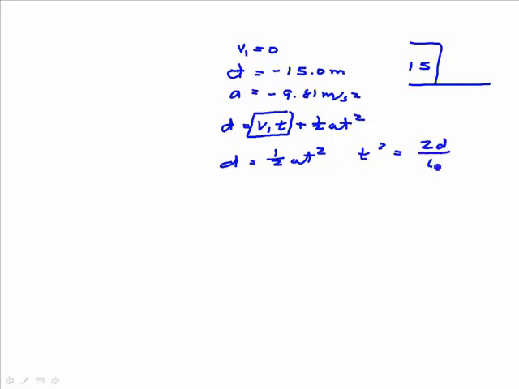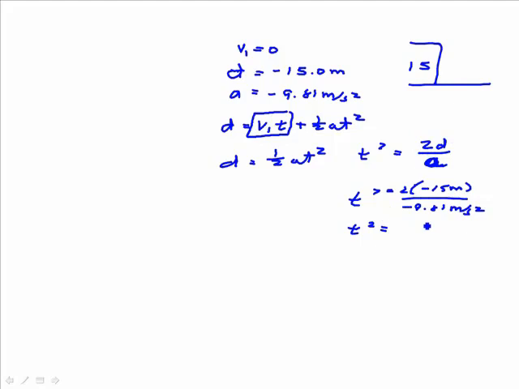And t squared is equal to 2d over a. All right, 2d over a. What I did was multiply both sides by 2, and divide both sides by a in order to solve for t squared. And then, of course, that's equal to 2 times negative 15 meters divided by negative 9.81 meters per second squared. And that's equal to t squared.